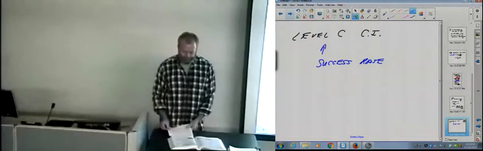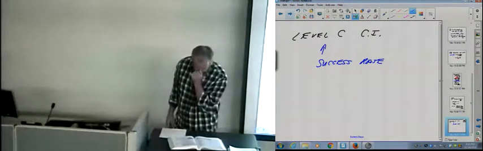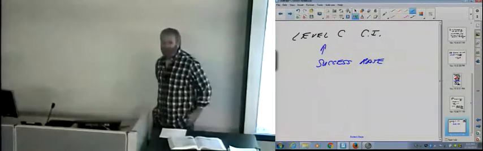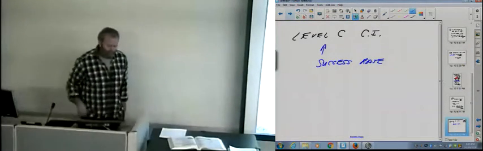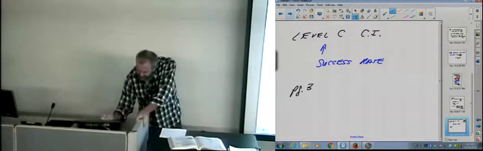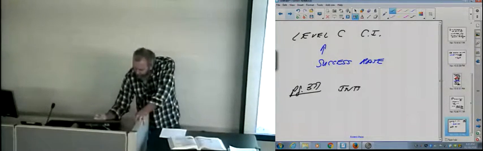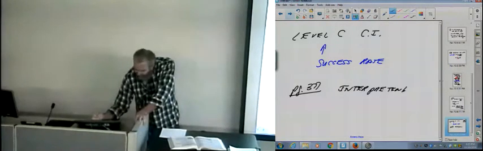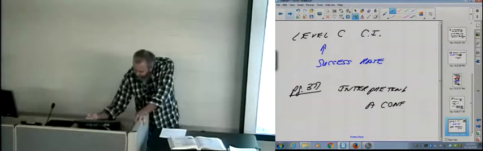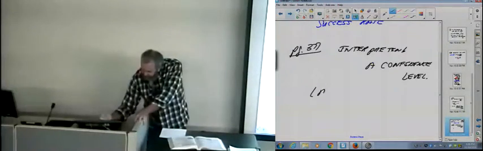Now, here's the thing. I'm on page 377. Okay? I'm actually going to write this page number down for you. Page 377. And what I'm looking at here is interpreting a confidence level. It's the language.